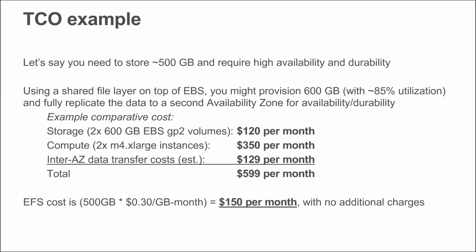Then for the compute nodes to run this shared file layer, you'll need 2 EC2 instances, and in this calculation we assume M4 XLarge instances, and that will cost you $350 per month. And then your inter-AZ data transfer costs, assuming around 5 megabytes per second of throughput, gets you to $130 per month. So the total is about $600 per month if you were to do this on your own. By comparison, EFS would be 500 gigabytes of storage times 30 cents a month, which is $150 per month. So $150 versus $600, and EFS is fully managed.